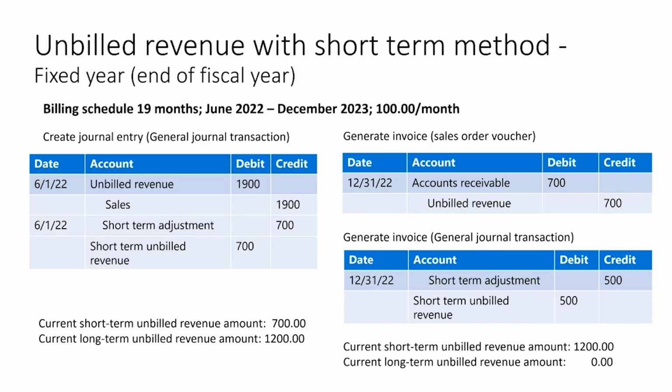And then when I generate the invoice, I do the standard 700 because this one I'm going through the end of December. And then the generate invoice for the general journal transaction for that short-term adjustment does 500, because it's taking the rest of that long-term and putting it into short-term. Since I'm down to the end of that fiscal year, I don't have anything else in long-term. Starting with January of the next year, I have the 1200 in my short-term again.